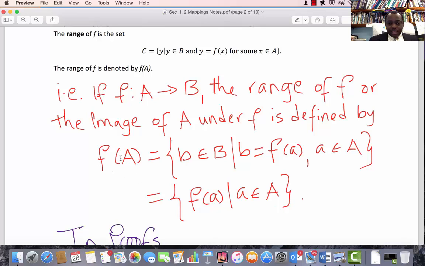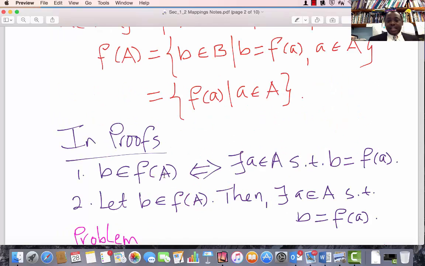f of big A equals the set of all f of little a. So if the set A had three elements, for example, 1, 2, 3, then f of A would be the set f of 1, comma, f of 2, comma, f of 3. Easy. So how do we use this concept in proofs?